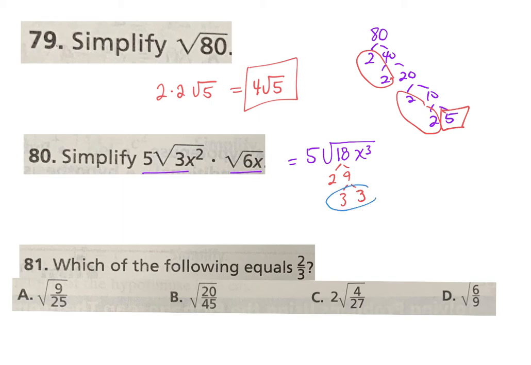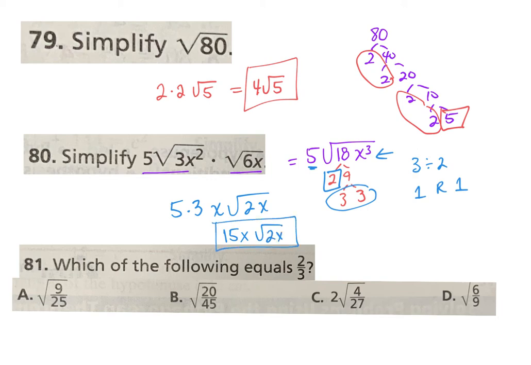So we know that we're going to have 3's that come out with this 5. So we have a 5 and a 3 on the outside. We have a 2 that stays in. And then let's look at our variable. The exponent here is a 3. So 3 divided by 2 is 1 with the remainder of 1, meaning that 1x will come out, 1x will stay in. So you should have gotten F, which was 15x square root of 2x.